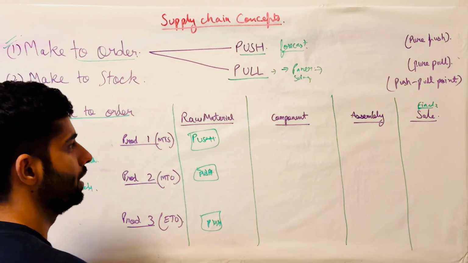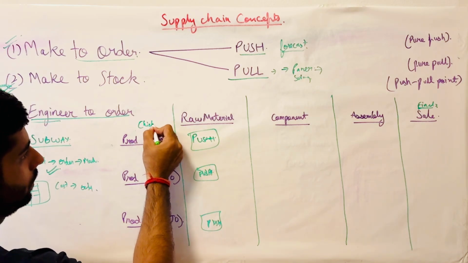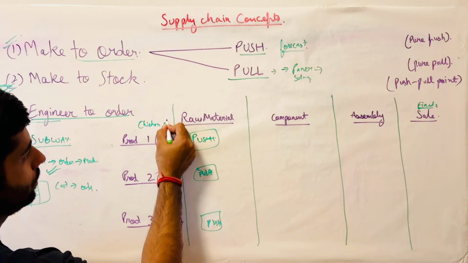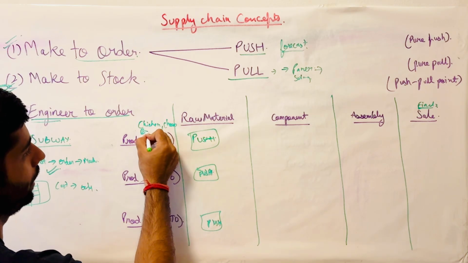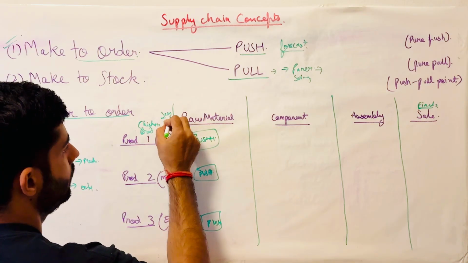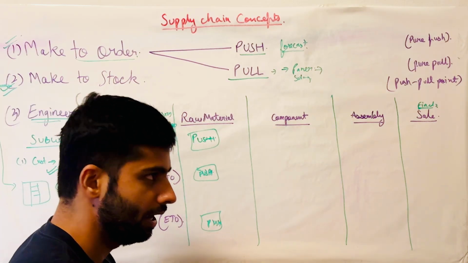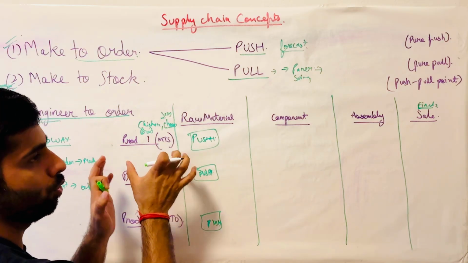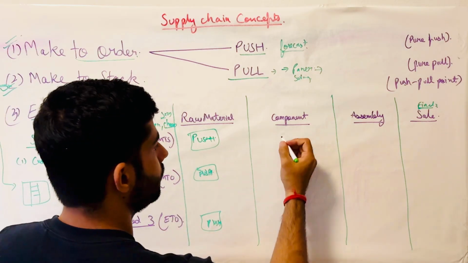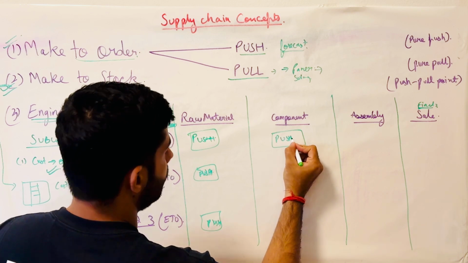Now the component, for example, let's say this make to stock order was chicken. It has chicken, cheese, bread, right? So the component is cheese and some sauces. They will put those components on the sandwich ahead of time because it's a make to stock. They're putting it in the refrigerator. So this again is push, right?